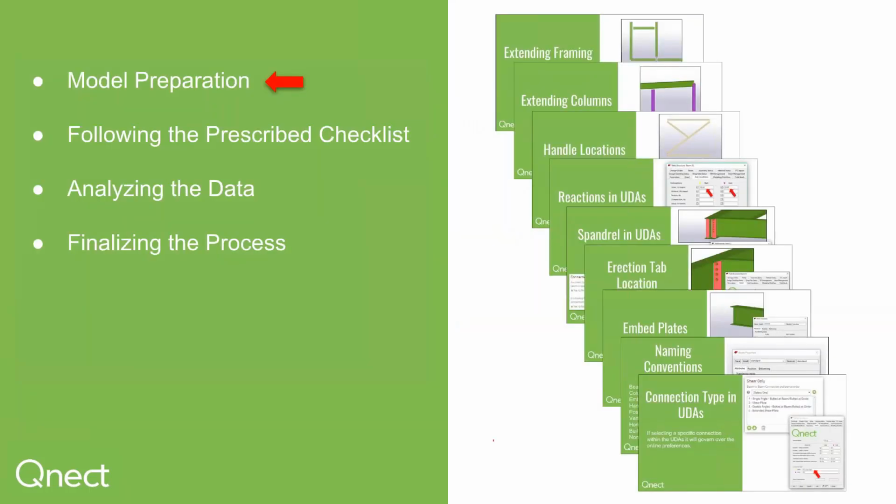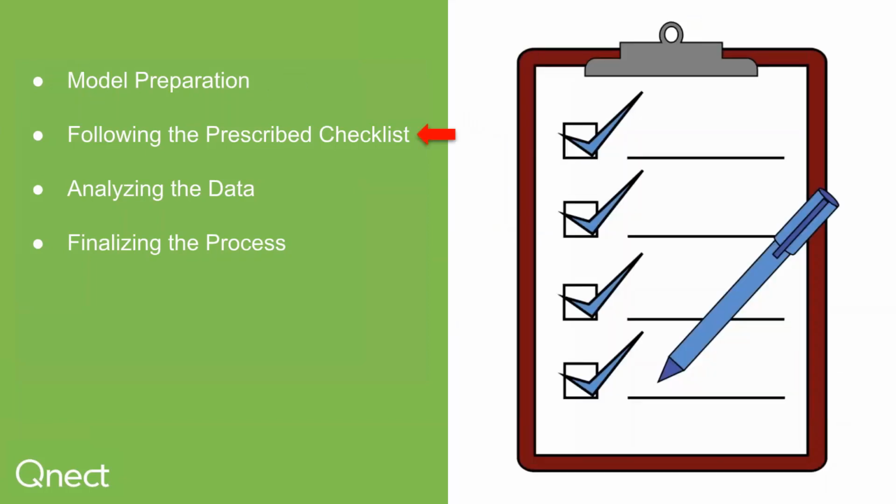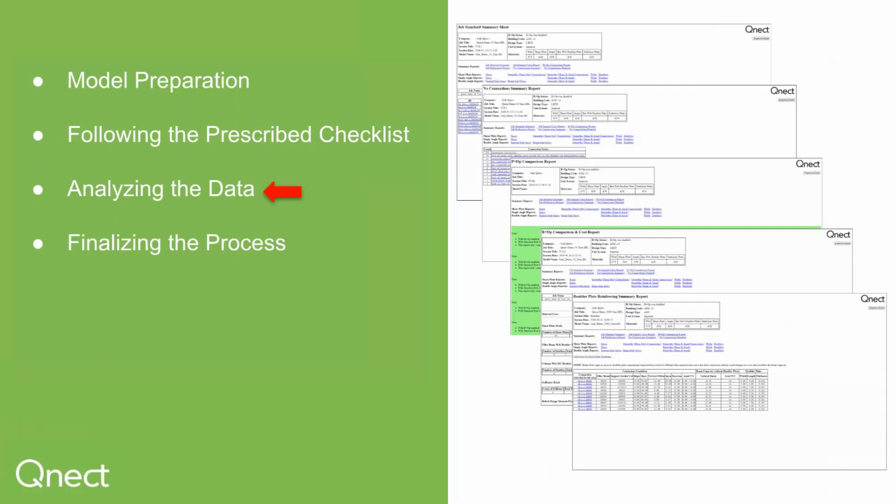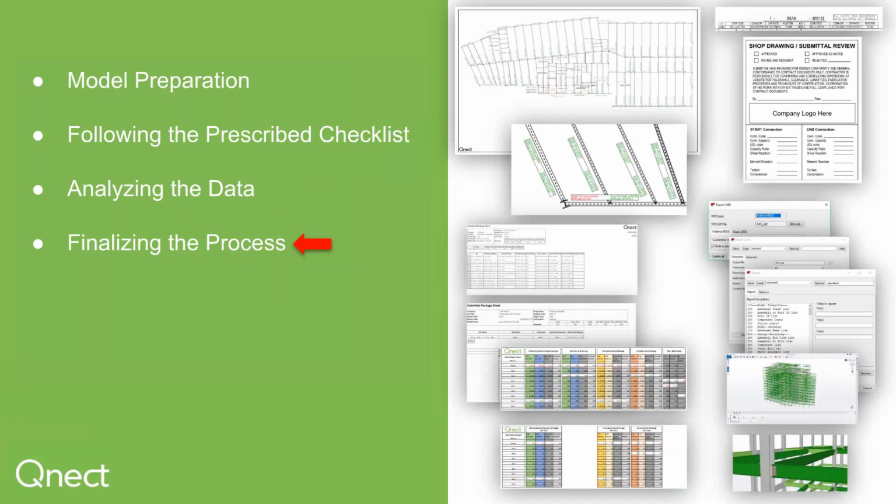With that said, let's discuss our objectives for today's presentation. First, we'll start by discussing model preparation and how to get everything ready for Qnect. We'll then talk about following the prescribed checklist when it comes to a run through Qnect. Following that, we'll spend some time discussing the reports and outputs that are available and how to analyze them. And we'll round that out with a discussion on what to do when you've completed your Qnect runs. This includes what templates are available and what additional outputs can be created. With that said, Josh, I'd like for you to take over and walk us through the first section in today's discussion around model preparation.